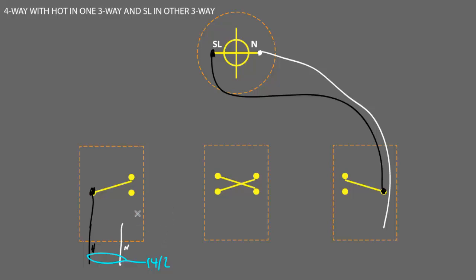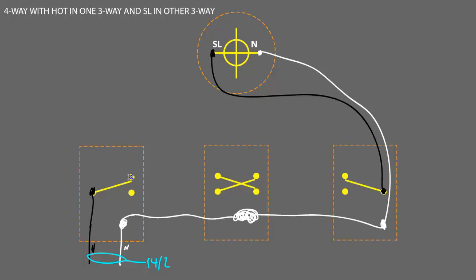So let's start with our white out of our 14.3. Let's start with a white. Let me come out of this box and go to this box. And let me come out of this box and go to this box. Now in this box, I'm going to make a joint on my neutrals. In this box, I'm going to make a joint on my neutrals. And in this box, I'm going to make a joint on my neutrals. So I have one wire on my 14.3. The rest of the wires are a black and a red.